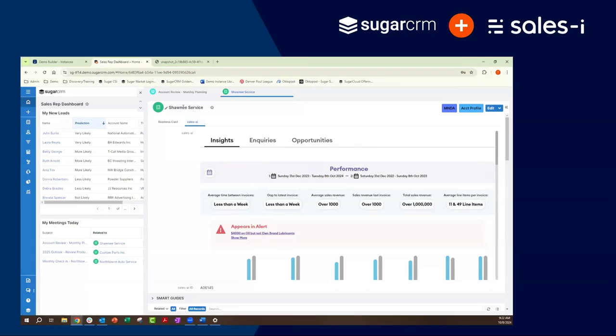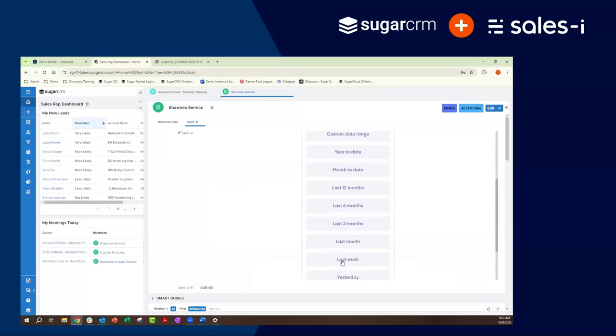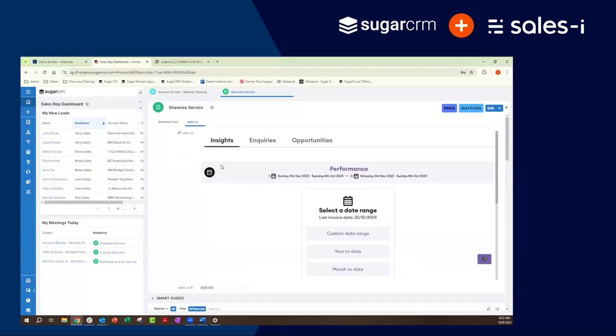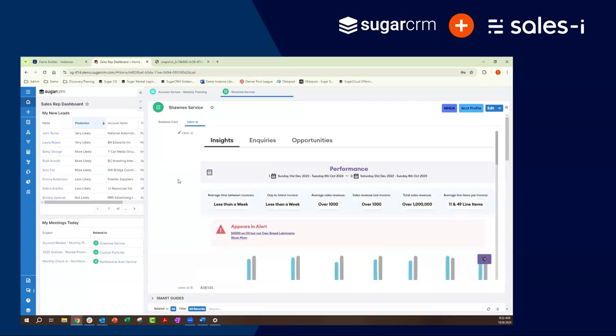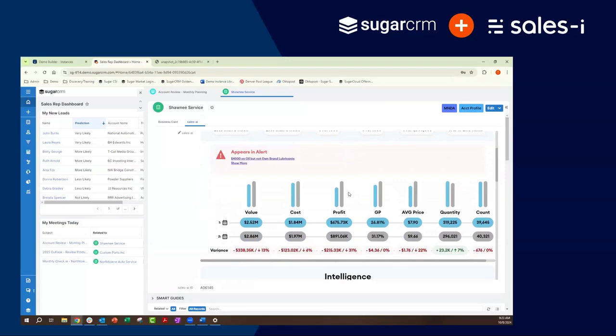On my account record, Shawnee Service, what I'm actually looking at here is their performance of this year versus last year. And again, I can choose the month to date range here. If I want to look at month to date, the last 6 months, yesterday, last week, I can actually do that on the fly here. So I'm going to keep my date range as the full year over year. And as I scroll down, you're going to see a few important things, right? So again, nightly updates coming over from your ERP application that SalesEye is actually digesting and giving me this information as a sales rep.